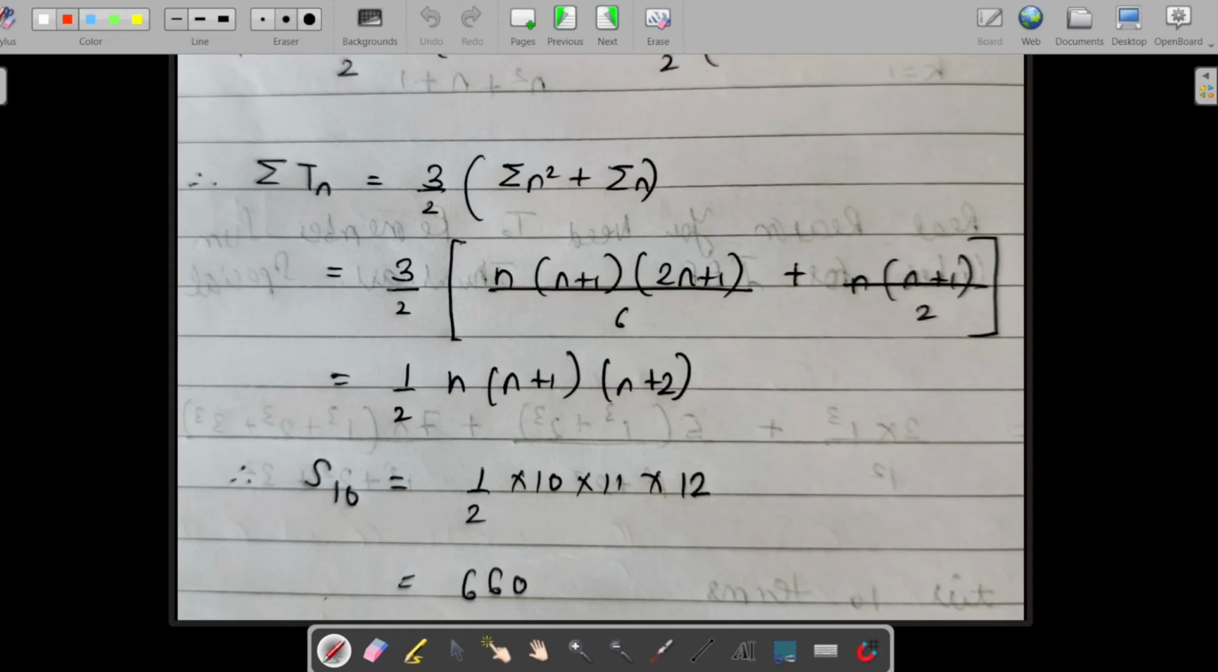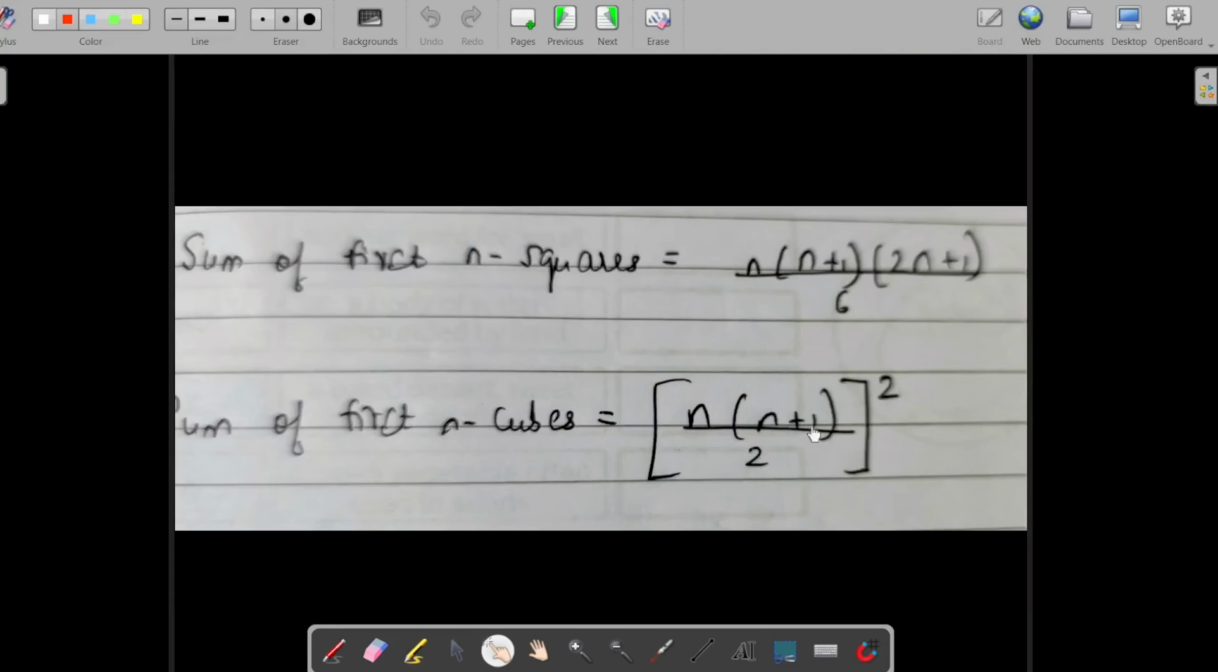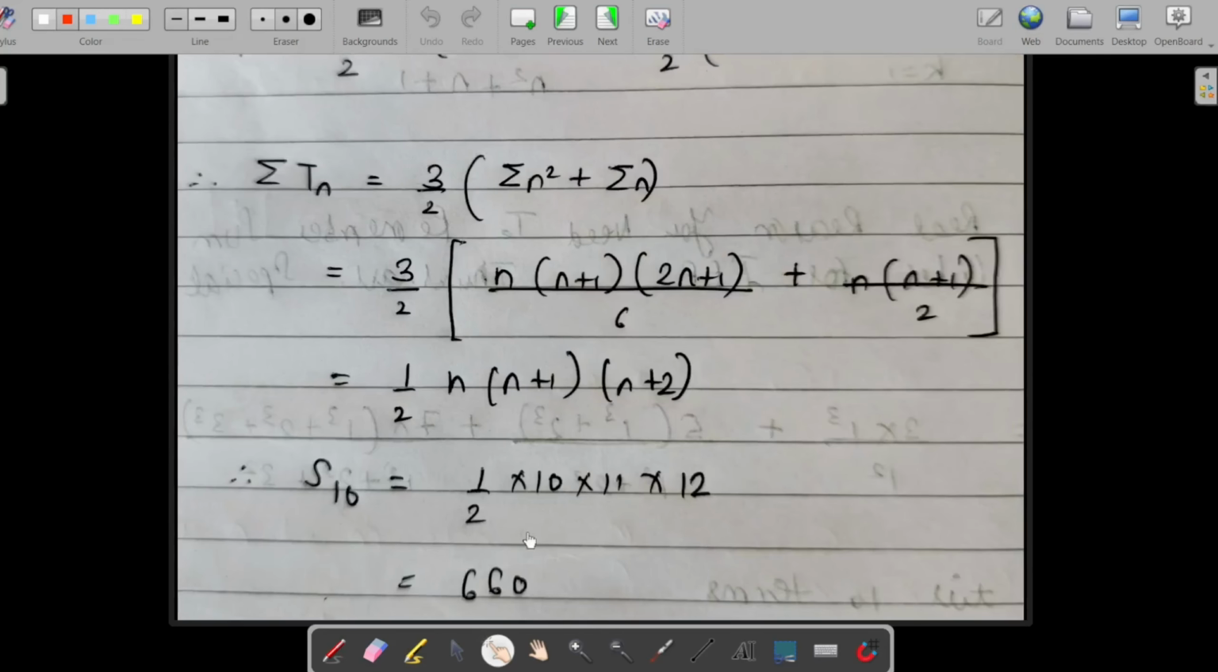So what we had to find was the sum of the first 10 terms. In this, simply put n is equal to 10 and you will get the answer. Simply, repeatedly you have to use these formulae to arrive at the answer, and there's nothing much to think about here, just some calculation, and quickly you have to do this because these are JEE Mains questions, right?